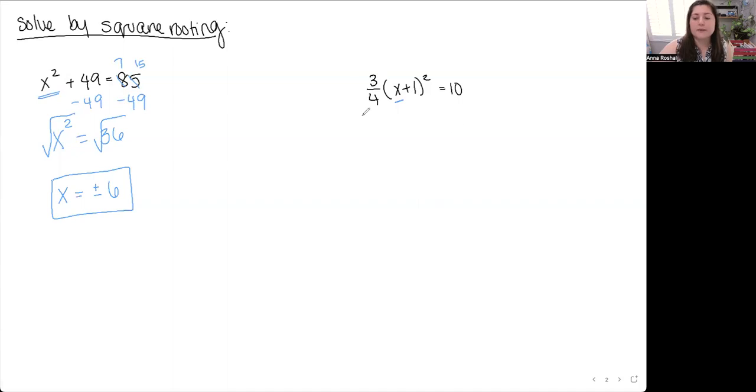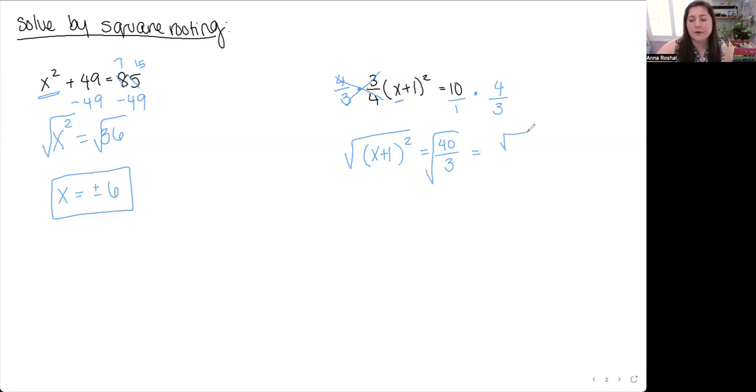Okay, so now let's go into this one. Now this one has a fraction. Normally we don't like fractions, so we're going to get rid of them, although I love fractions, but I'm sure most of my students don't like them, so here we are. I'm going to put 10/1, I'm going to multiply across, and I'm going to be left with x plus 1 squared equals 40/3.